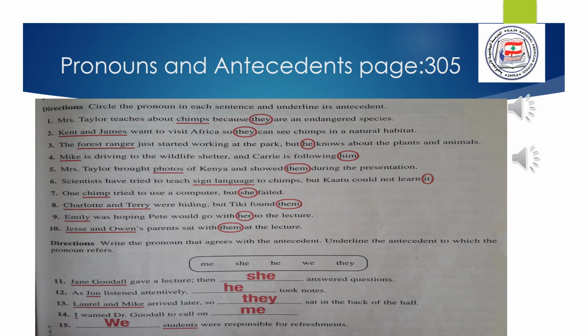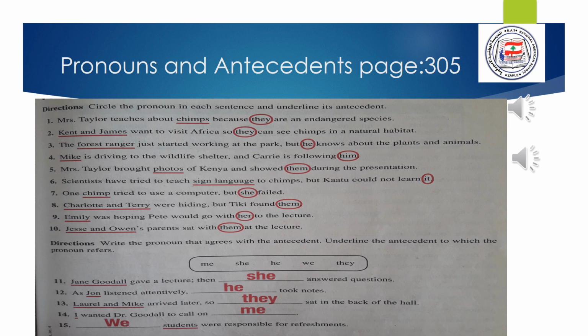Let's do page 305 together. Directions. Circle the pronoun in each sentence and underline its antecedent. 1. Mrs. Taylor teaches about chimps because they are an endangered species. They is the pronoun and chimps is the antecedent. 2. Kent and James want to visit Africa so they can see chimps in a natural habitat. Kent and James is the antecedent and they is the pronoun.